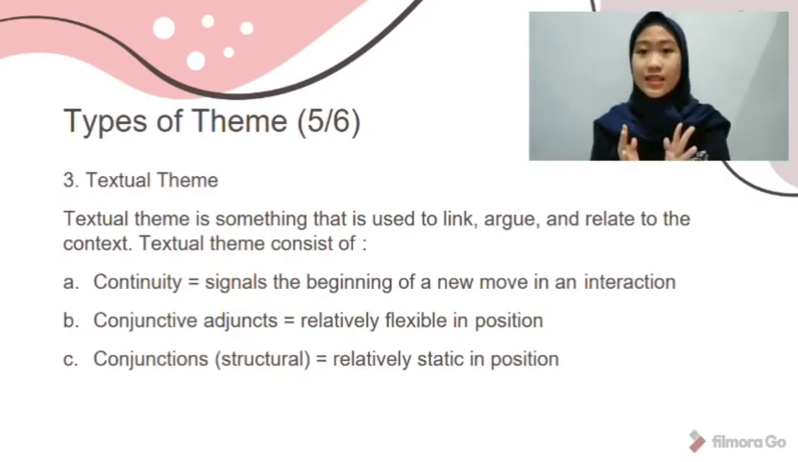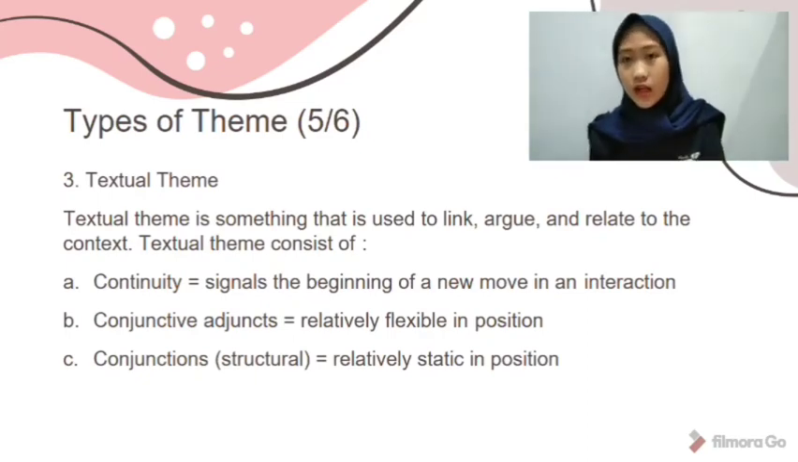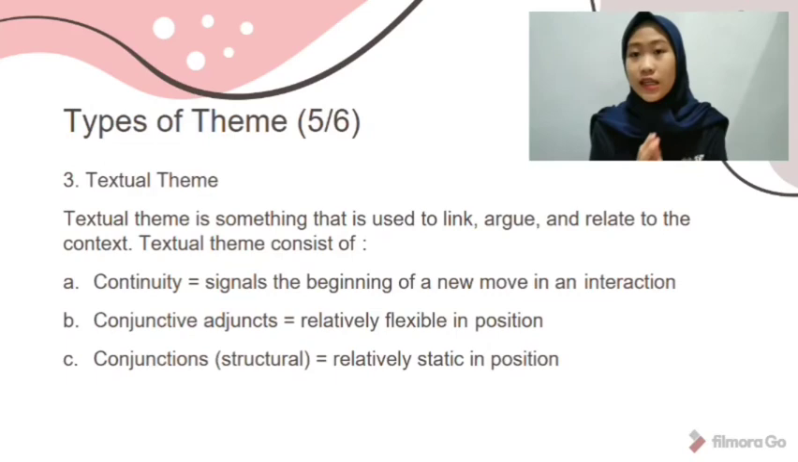And the next one is conjunctive adjunct. It is relatively flexible in position. A connective can be moved freely, of course, within reason. You cannot just put them anywhere, but you can move them to some places and it will still maintain the grammatical sense of a clause. And the last one is conjunctions or structural. It is relatively static in position. A structural conjunction is usually found in the beginning of a clause. You really cannot move it elsewhere because then the clause will be ungrammatical.